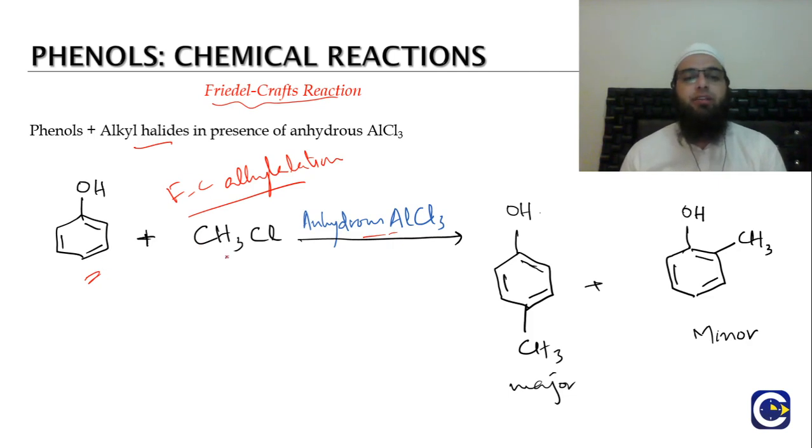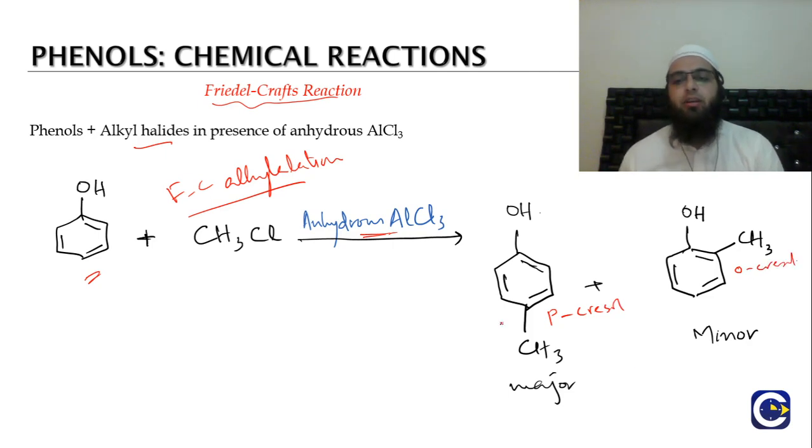So phenols react with alkyl halides in the presence of anhydrous AlCl3, and we get two different products in this reaction. The phenol is substituted at the para position and at the ortho position. And if we remember, this is called cresol. This is paracresol, and this is orthocresol.